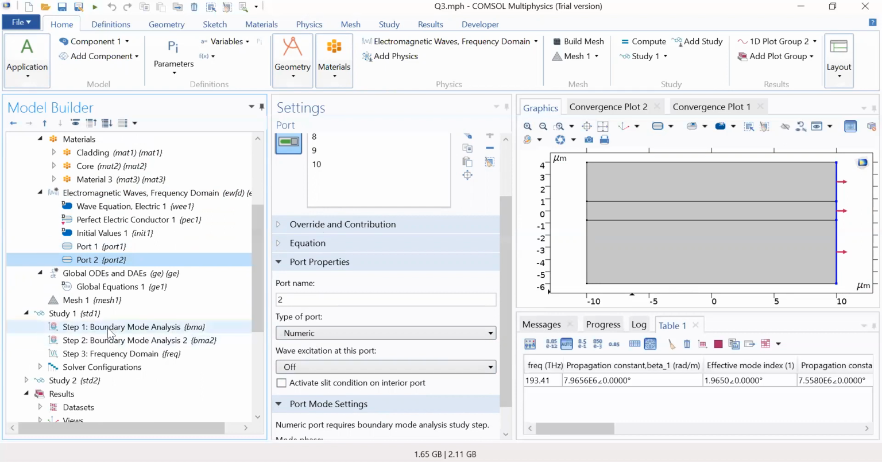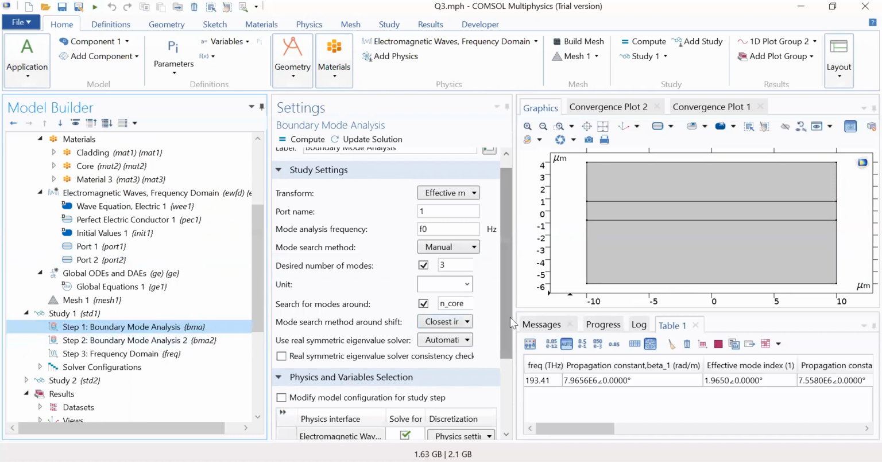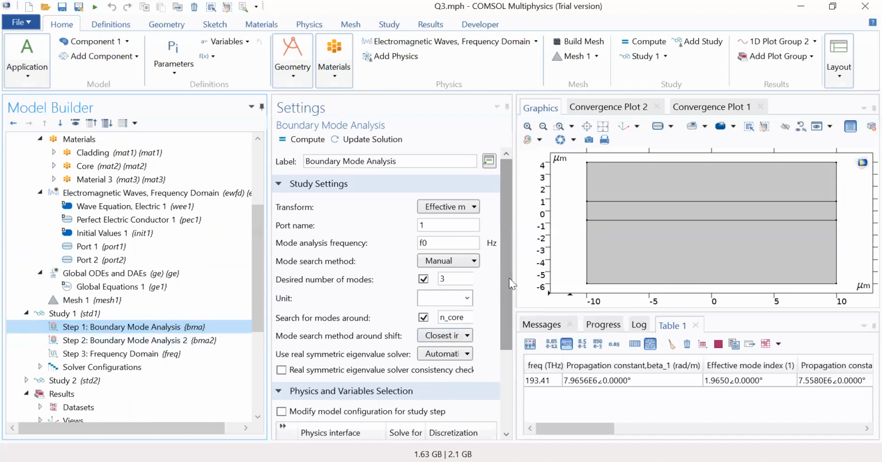So we are going into the boundary mode analysis. Boundary mode analysis is the same thing. We are using the effective mode index in the transform. Port number 1 corresponds to boundary mode analysis first. We are working around the mode frequency, which is f0.